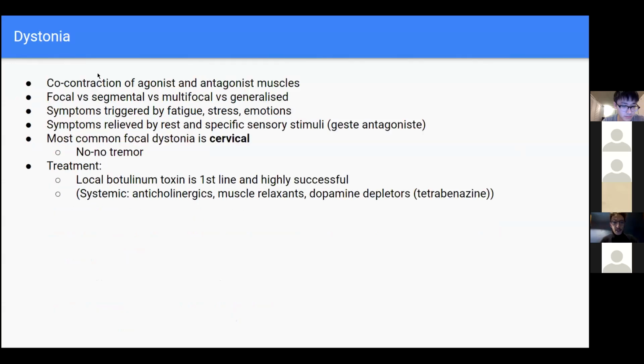So finally, dystonia. Dystonia is defined as a co-contraction of agonist and antagonist muscles.